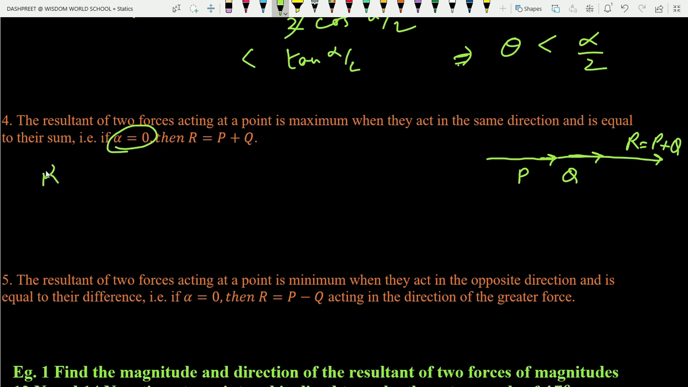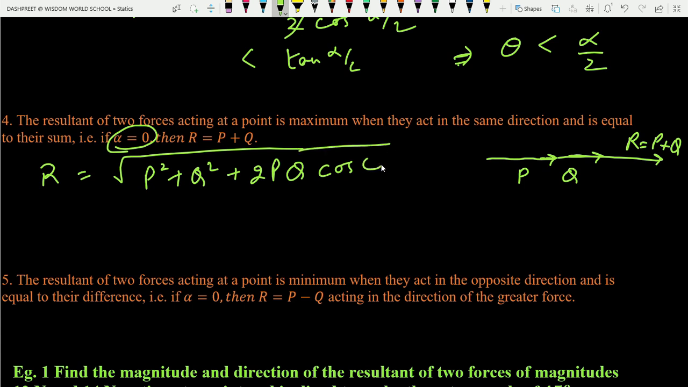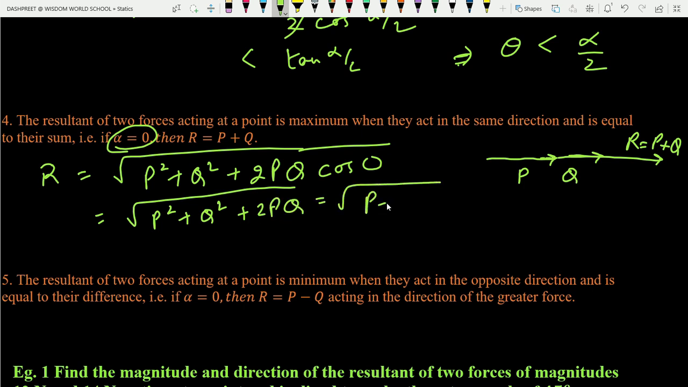So the formula for R is root of P square plus Q square plus 2PQ cos alpha. Alpha is 0, cos 0 is 1. So this will automatically reduce to P square plus Q square plus 2PQ, which is the formula for P plus Q whole square, and the root gets cancelled. So resultant is equal to P plus Q. The resultant of two forces acting at a point is minimum when they act in the opposite direction.